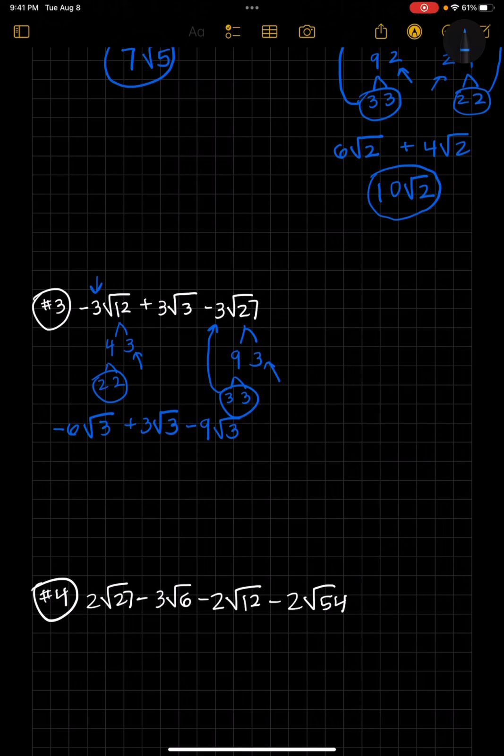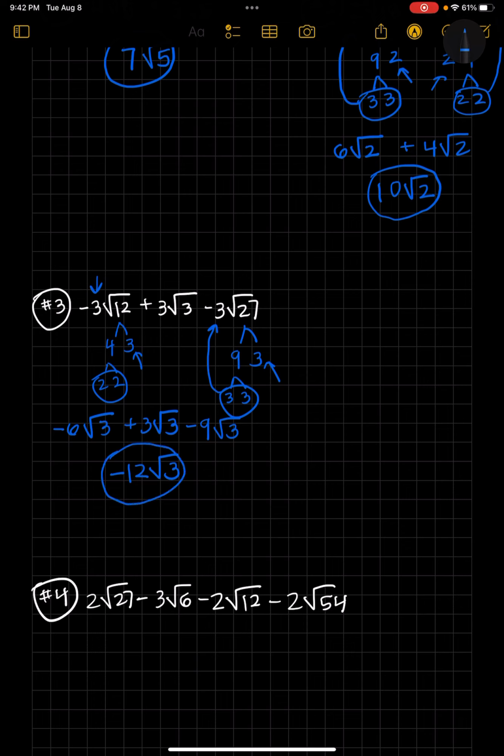Now I have all root 3's, which means I can add the outsides. So I'm going to do negative 6 plus 3, which is negative 3, plus a negative 9, or minus 9, which gives me negative 12, and then root 3. And this is my final answer.